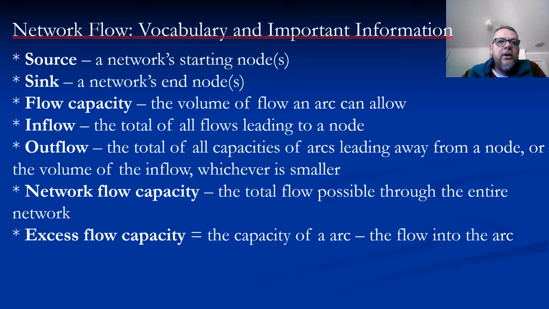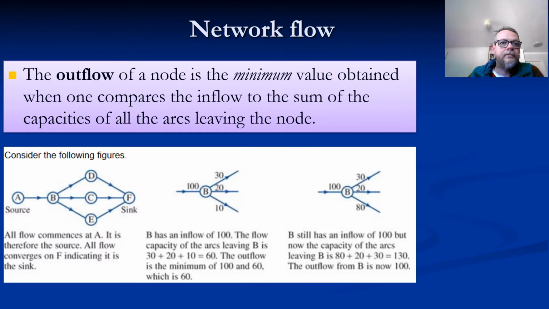Now the network flow capacity is the total flow possible through the entire network, and the excess flow capacity is the capacity of the arc less the flow into the arc. The outflow of a node is the minimum value obtained when one compares the inflow to the sum of the capacity of all the arcs leaving the node.